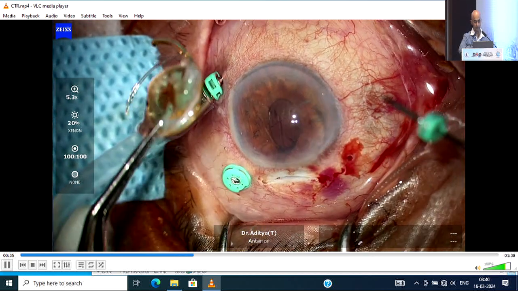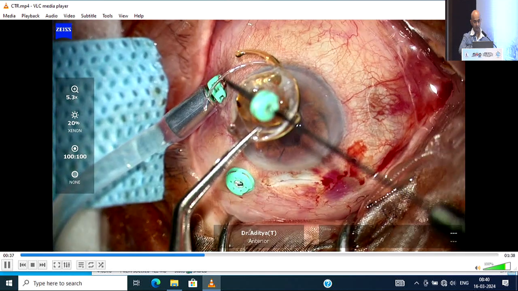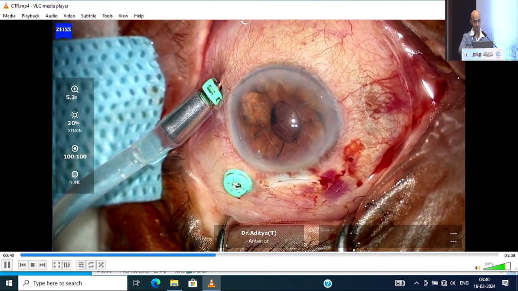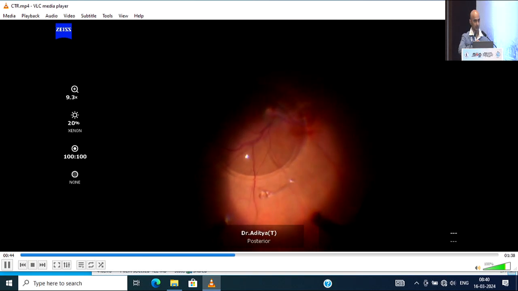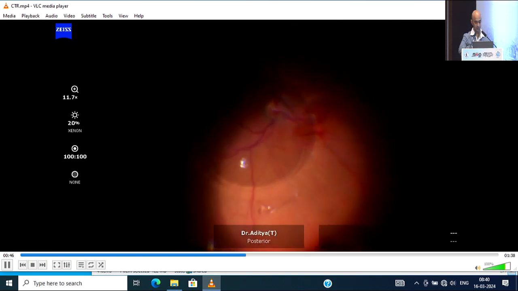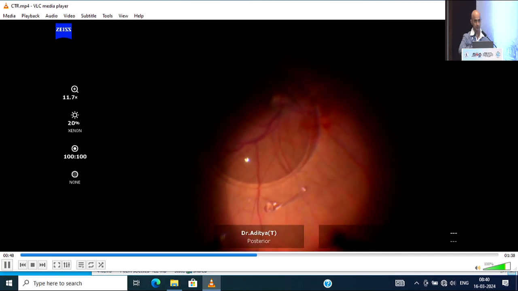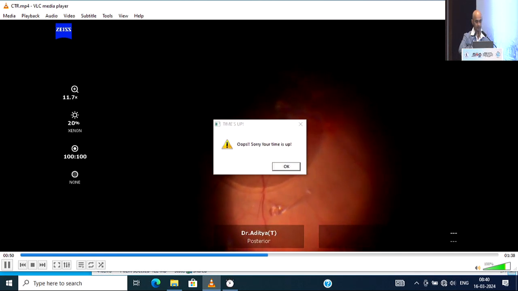So I leave the forceps out and I take the IOL-CTR-bag complex out, but I can see that one of the fragments is missing. So probably it got entangled with the forceps and got dislodged back into the posterior segment, and then we had to go back in and remove it.